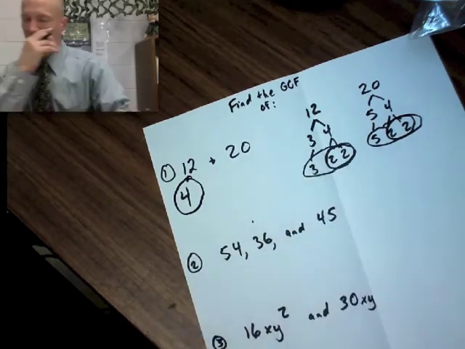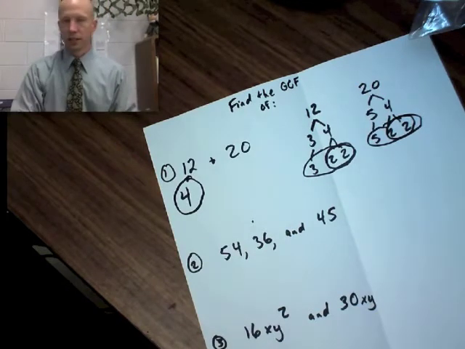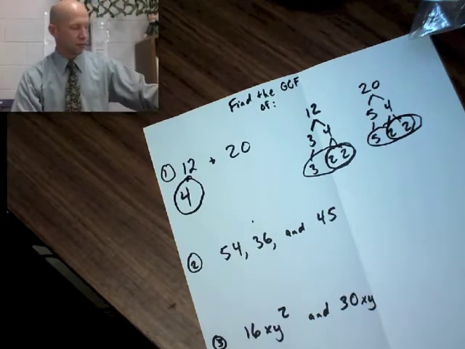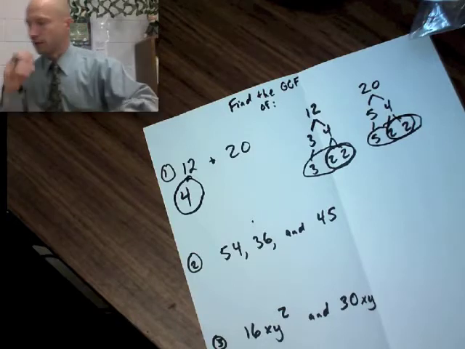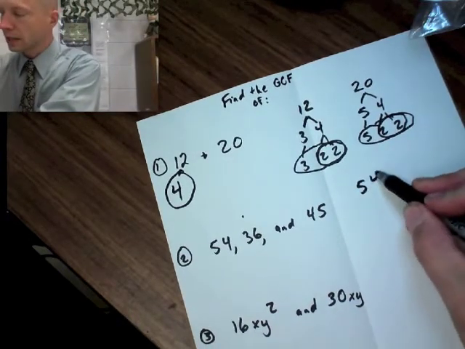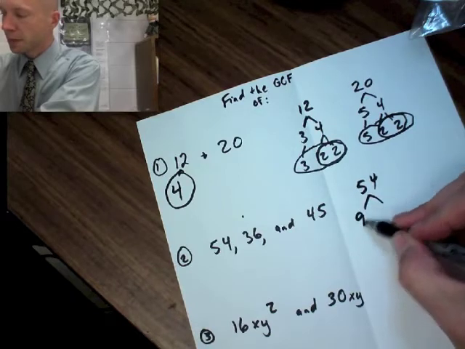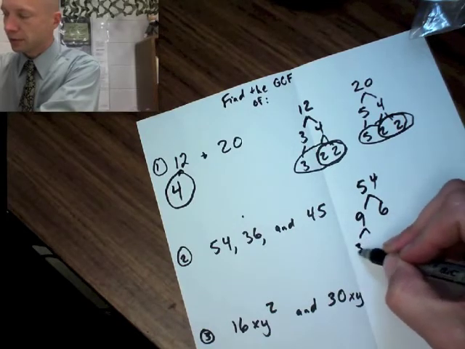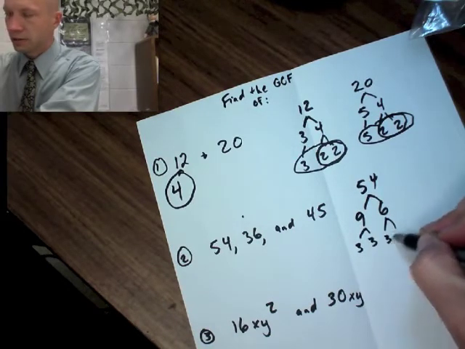Okay, same deal with 54, 36, and 45. 54, 36, and 45. Well, I can break 54 down. Let's see, that's 9 times 6. And that's 3 times 3 times 3 times 2.